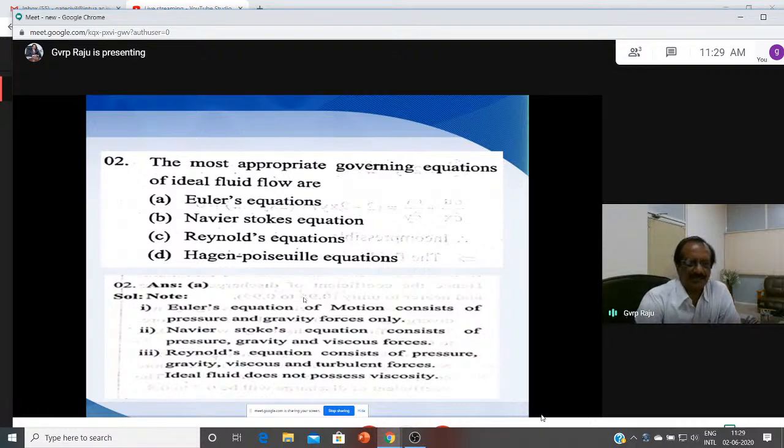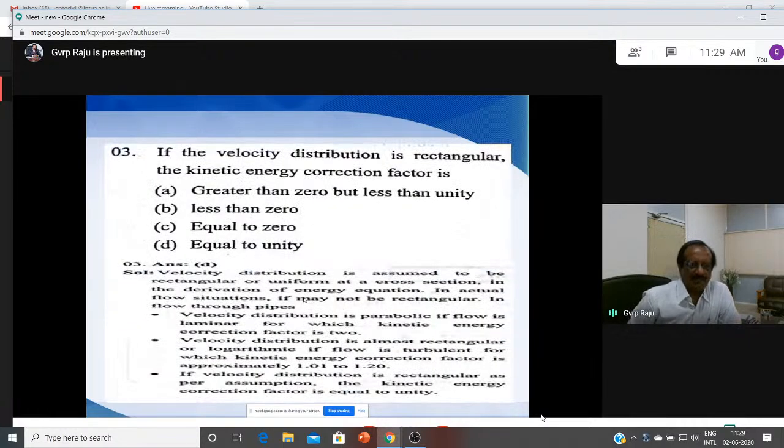So the answer is A for question 2. And the second one: if the velocity distribution is rectangular, the kinetic energy correction factor is... The answer is equal to unity. So this is the theory behind that.